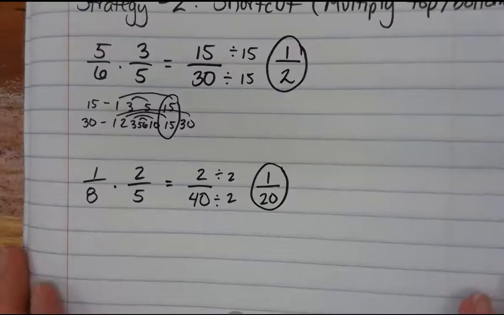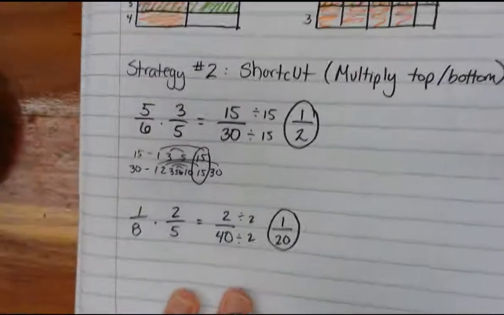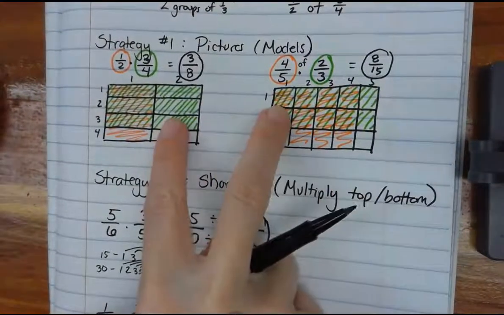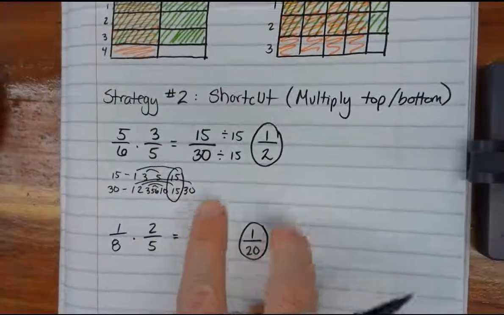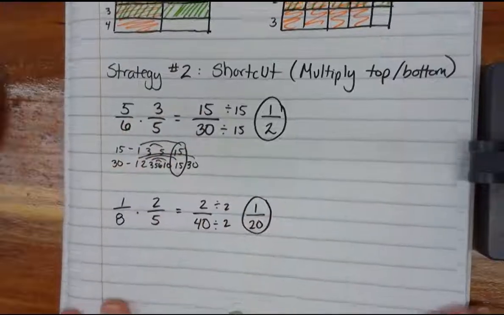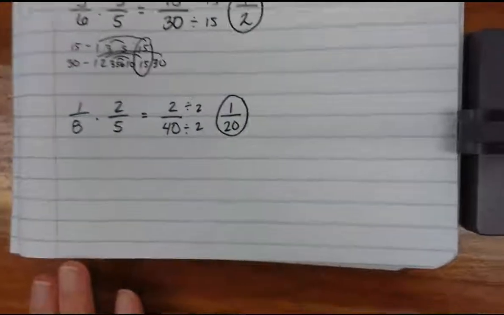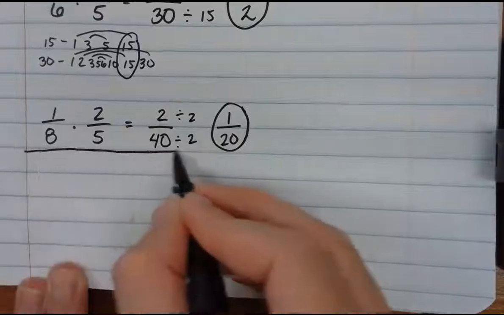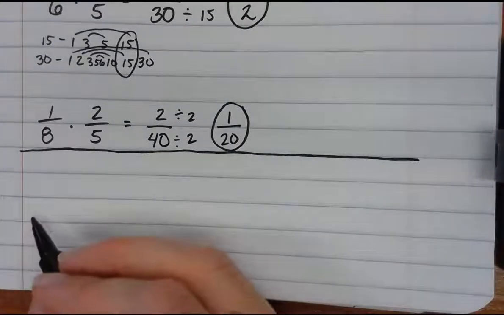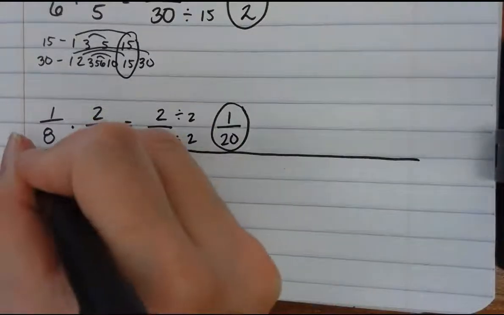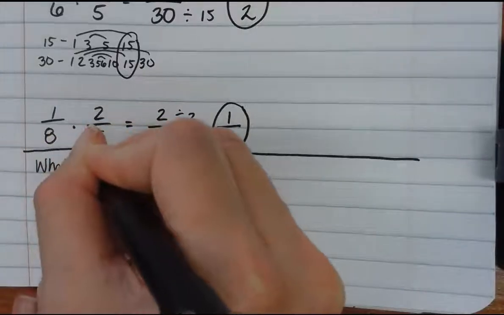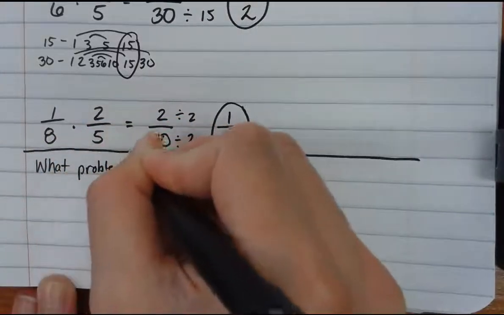All right, so those are some examples of, number one, how to look at the model and solve this, and also how to solve using the shortcut of just multiplying straight across. Now, there is a question, a couple of questions on your practice where it might give you just a picture, and it might ask you to write the multiplication. So it might ask, what problem is modeled?